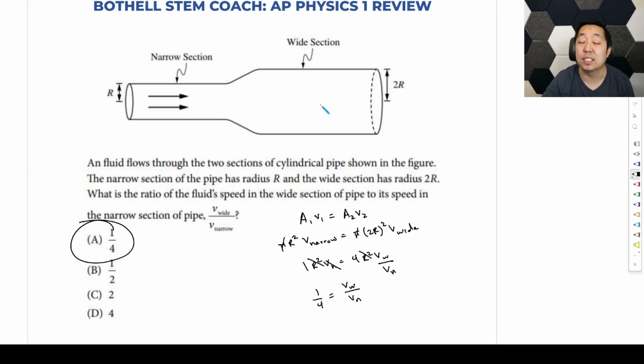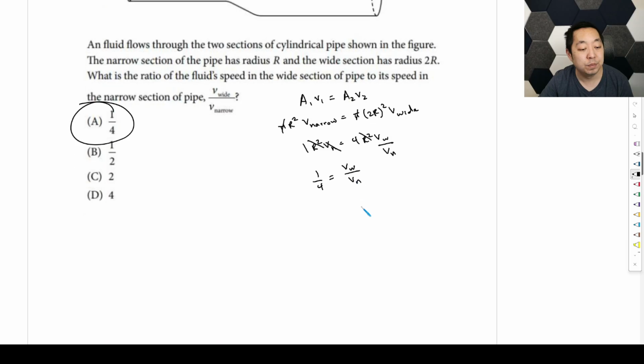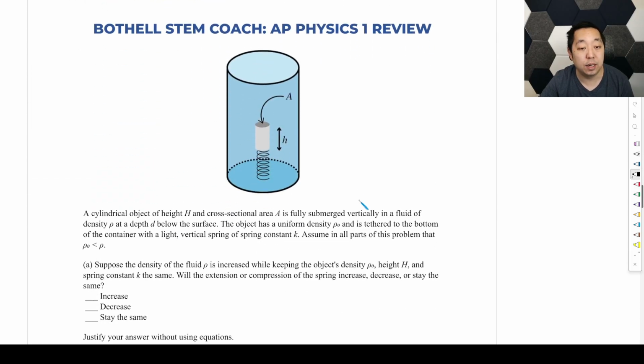So that makes sense. It's going to go slower. Remember, when it gets bigger, then the water doesn't need to flow as fast. You can see this in rivers and waterfalls and things like that. When the area narrows, the water is going to move faster, and then when it widens, the water looks like it moves slower. Okay, let's look at some FRQ problems.